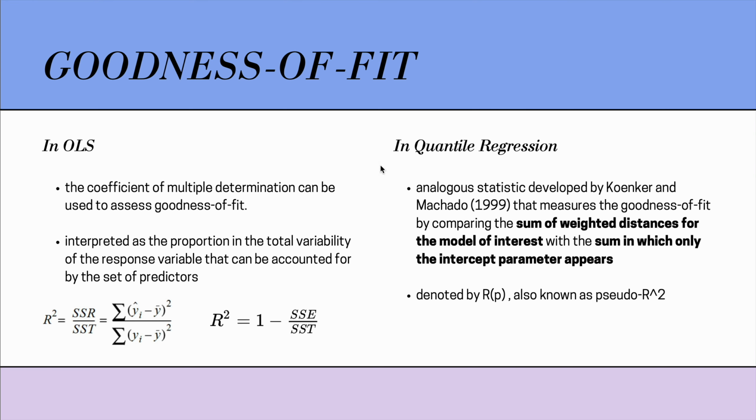In quantile regression, we have an analogous statistic that was developed to determine goodness of fit. This compares the sum of weighted distances for the model of interest with the sum in which only the intercept parameter appears. It is denoted by R of p and is also known as the pseudo R-square. In the next slide, we will see the formula to compute this.